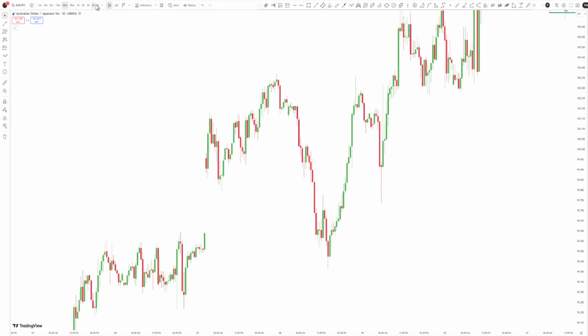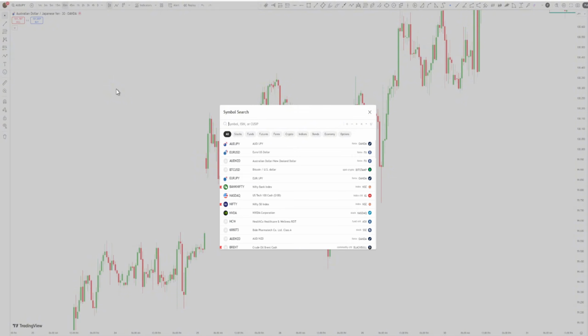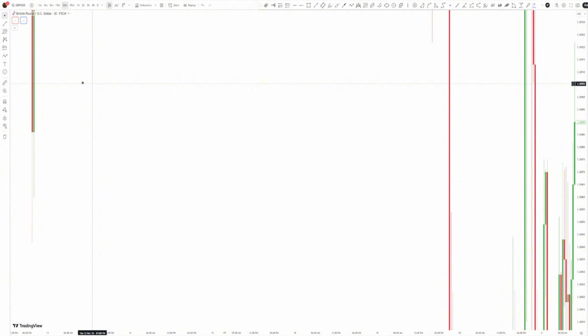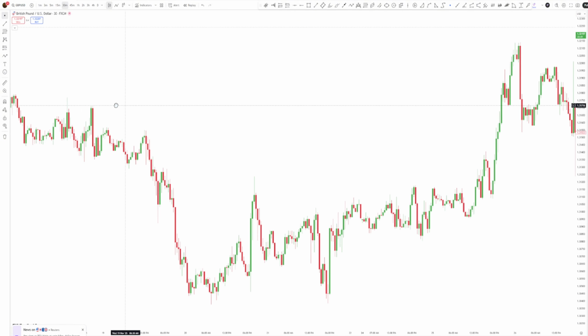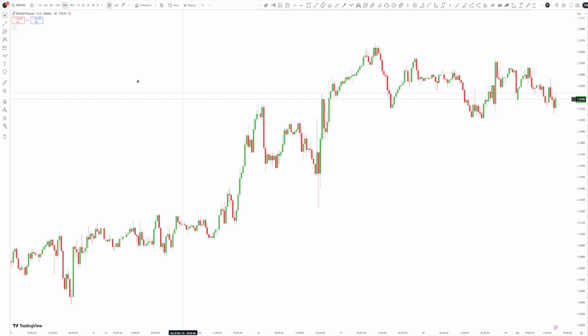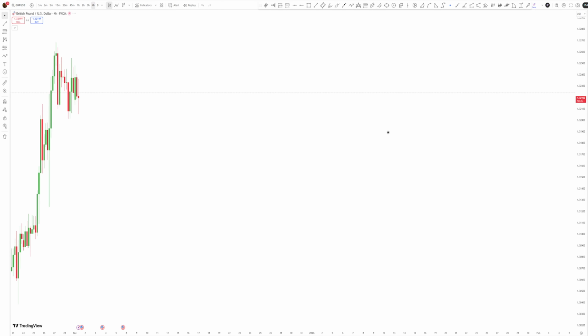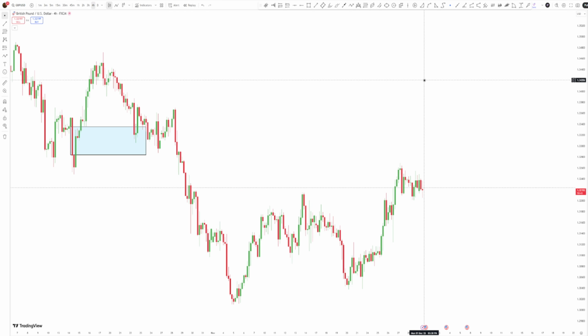Let's go to the higher time frame. This time we'll change the pair. Okay, let's go to GBP USD. British pound versus US dollar. So let's find levels on the higher time frame.